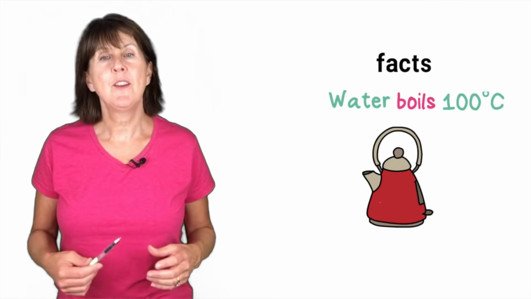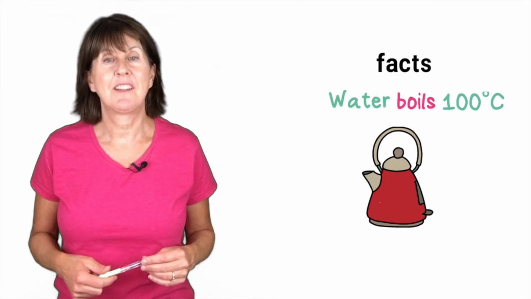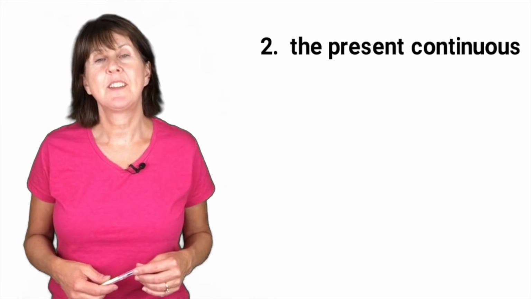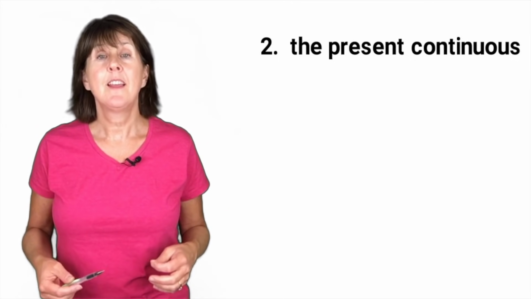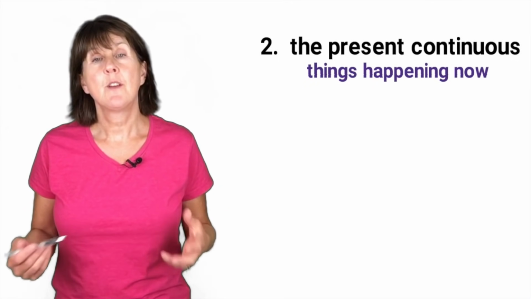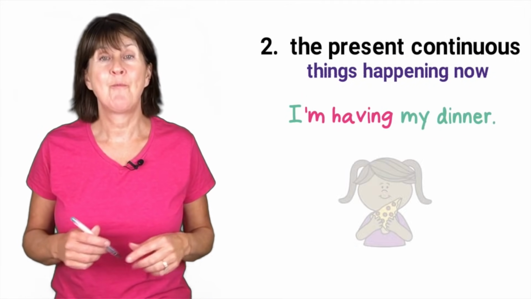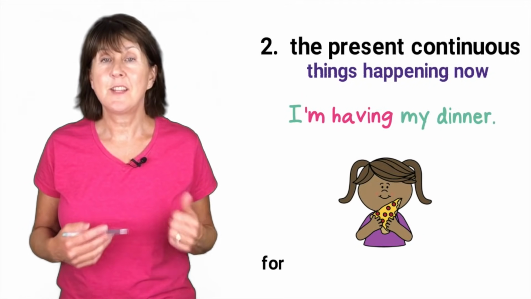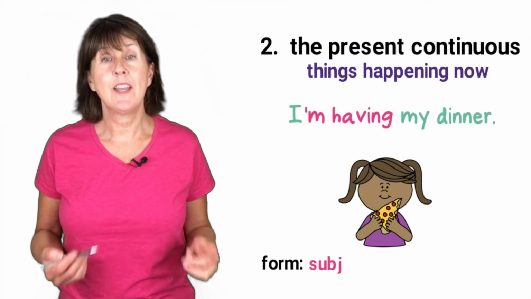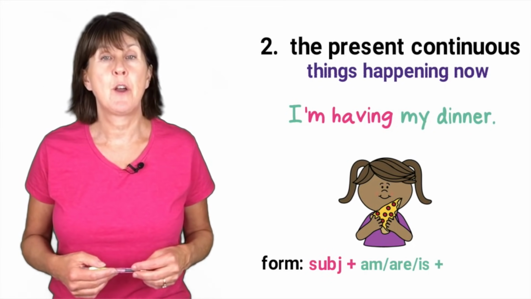Okay, so moving on to the present continuous. The present continuous is used for something that is happening now. So for instance, I'm having my dinner. It's happening now. The form is the subject plus am, are or is and the ing form of the verb.